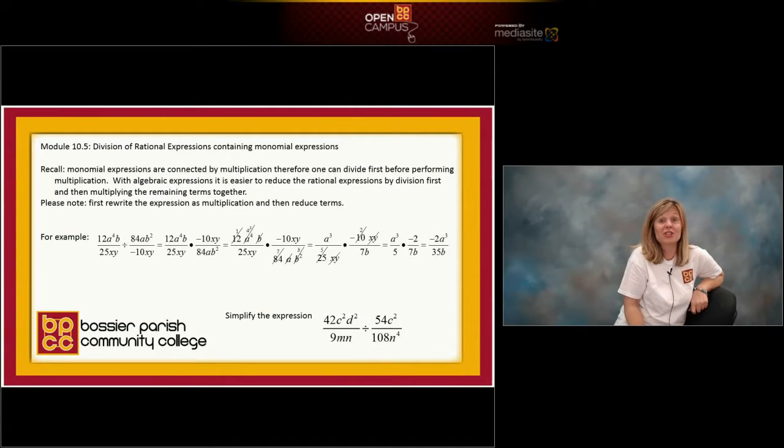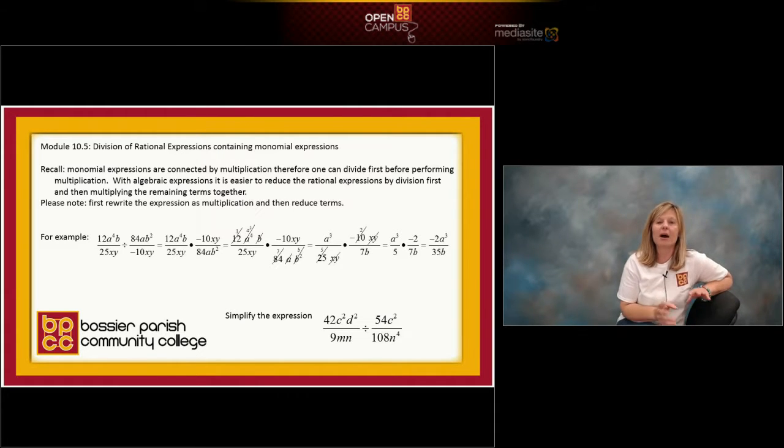Welcome back to division of rational expressions. Today what we're going to focus on is if our rational expressions contain monomials. Now that's great because again, it's always back to vocabulary. Monomial means we're connected by multiplication, and as long as we're connected by multiplication, we could start the division process.